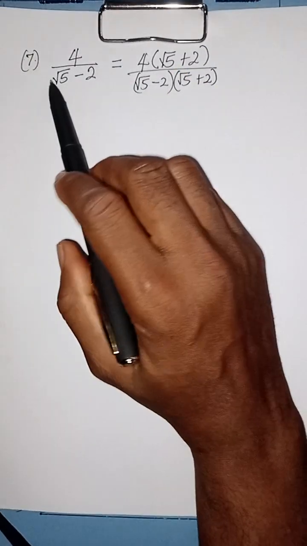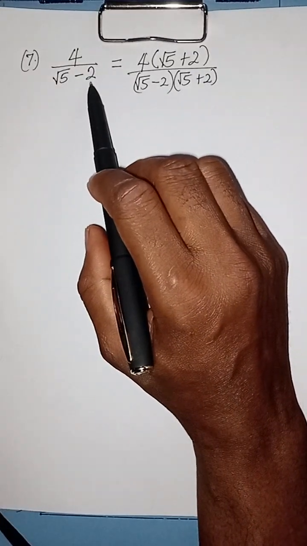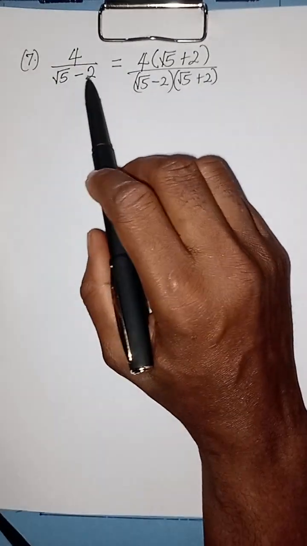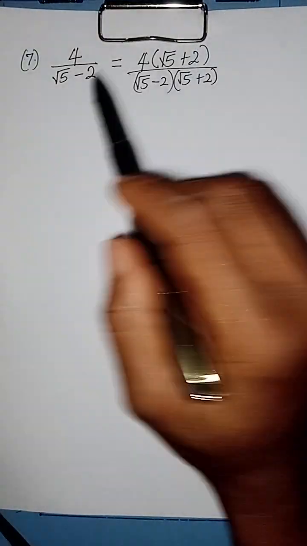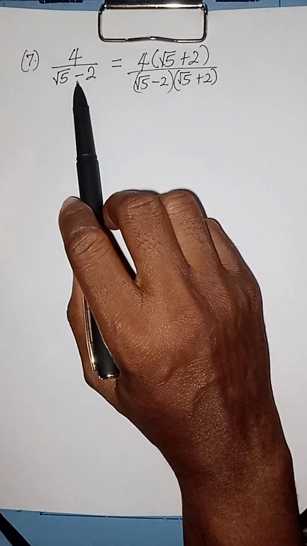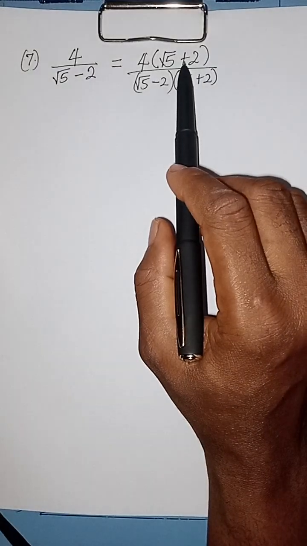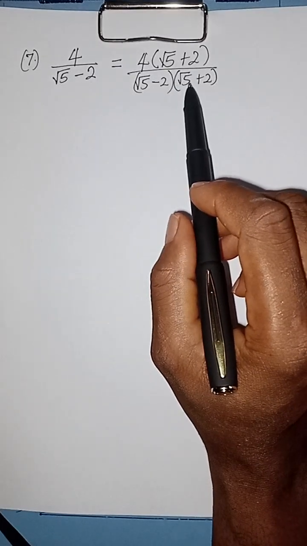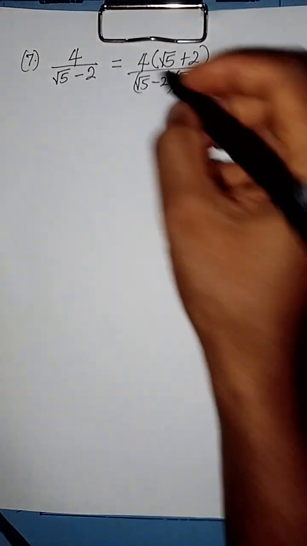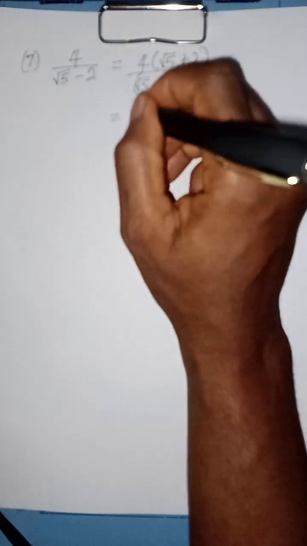So here it was root 5 minus 2. The conjugate of root 5 minus 2 is root 5 plus 2. What it simply means is that if there's a subtraction sign here, then it becomes a positive sign you use to multiply both the numerator and the denominator. That's the only thing that will change. And if you do that, it's easier to get an answer.